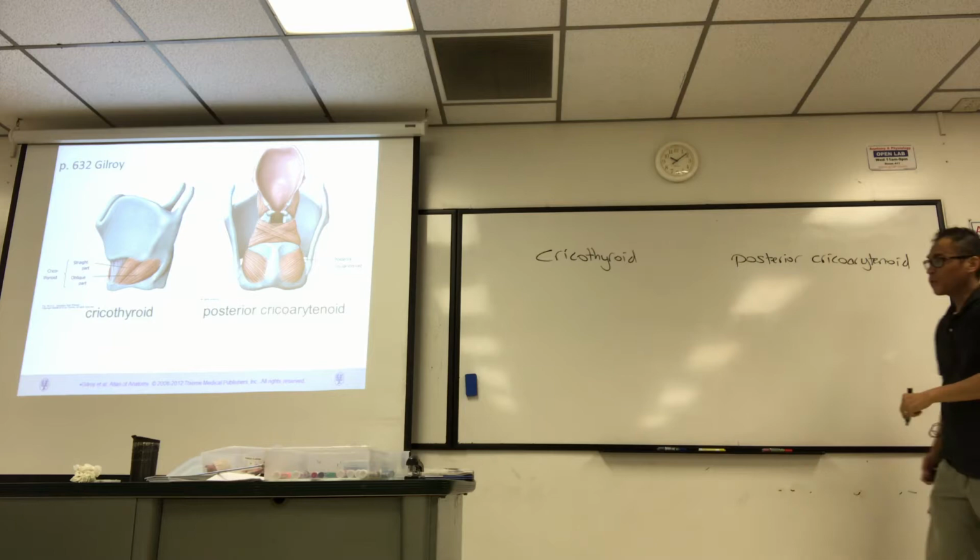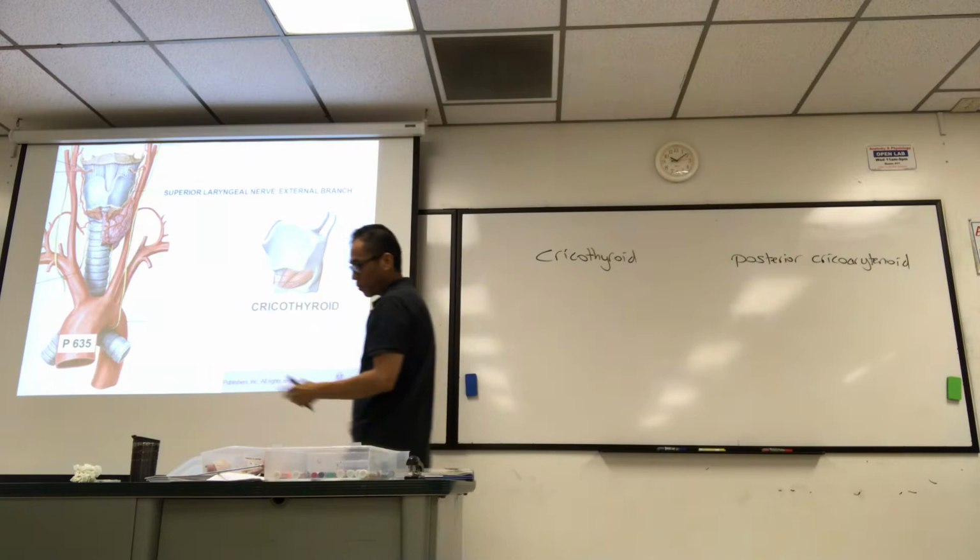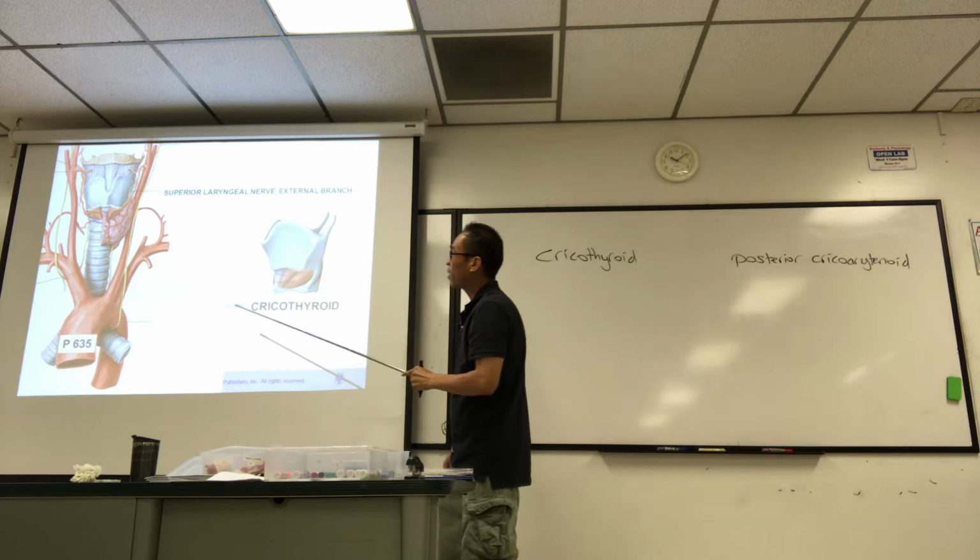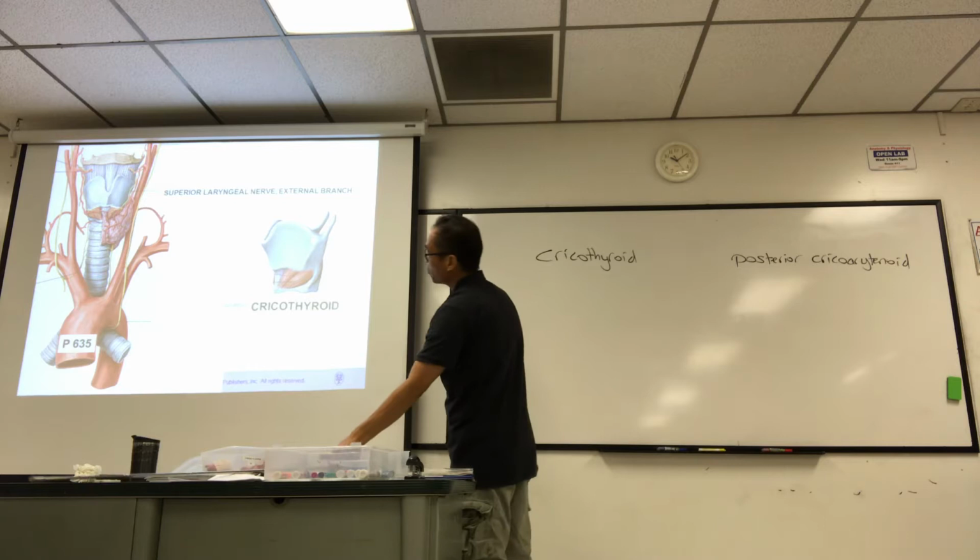Okay, let's go through the details of what I want you to know for these muscles. The innervation for cricothyroid: they're all branches of the vagus, but the branch I want you to know is the superior laryngeal nerve, the external branch. Let's just go with superior laryngeal nerve. That's the innervation.